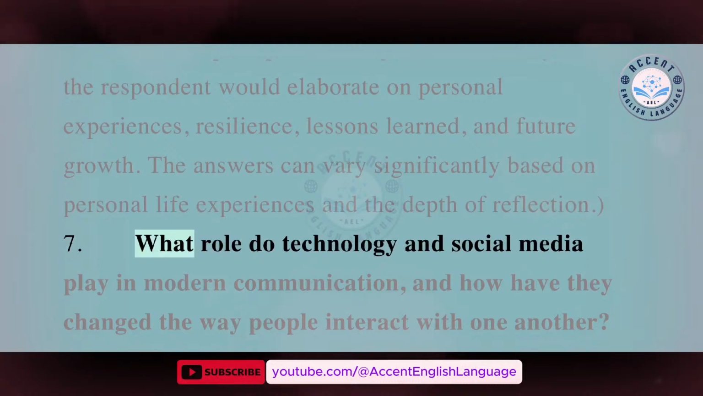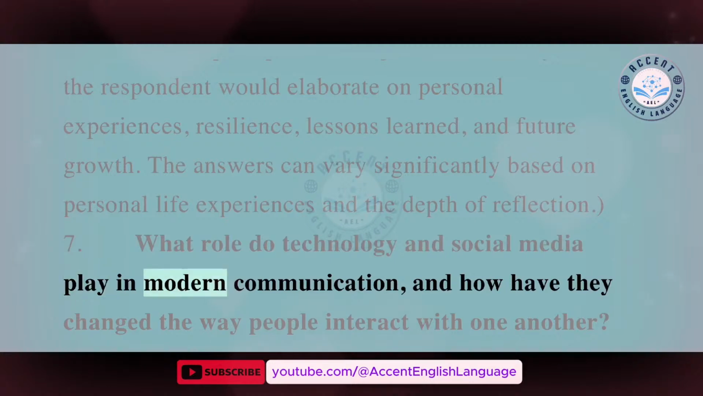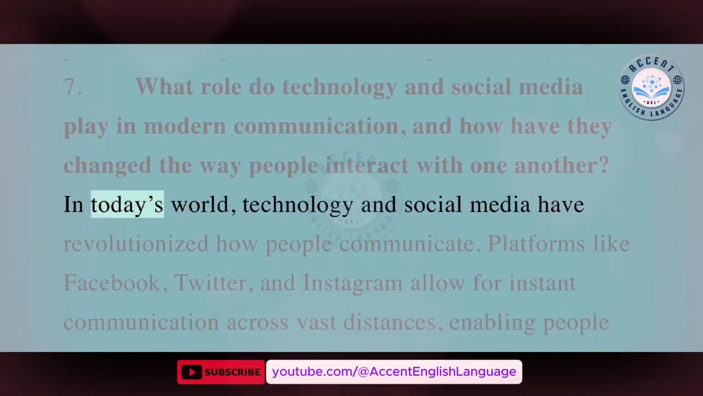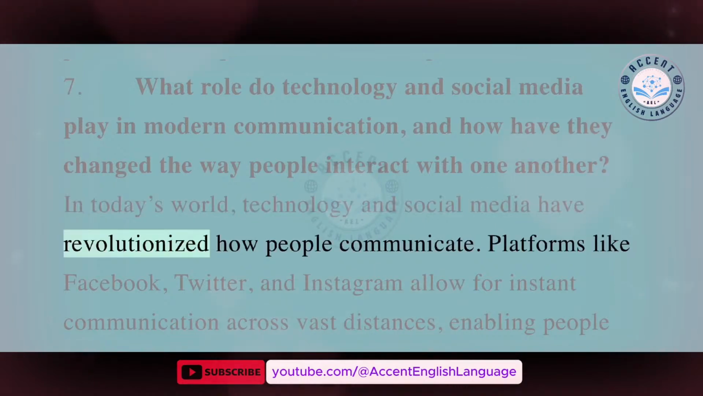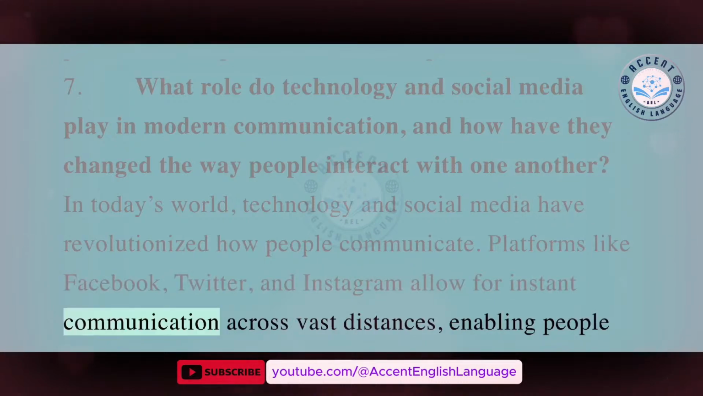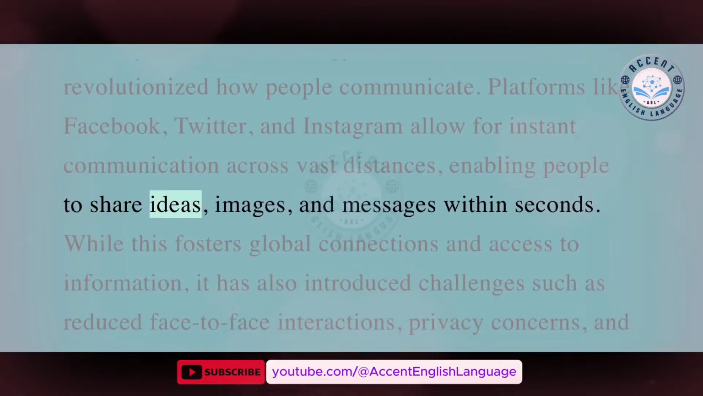7. What role do technology and social media play in modern communication, and how have they changed the way people interact with one another? In today's world, technology and social media have revolutionized how people communicate. Platforms like Facebook, Twitter, and Instagram allow for instant communication across vast distances, enabling people to share ideas, images, and messages within seconds.